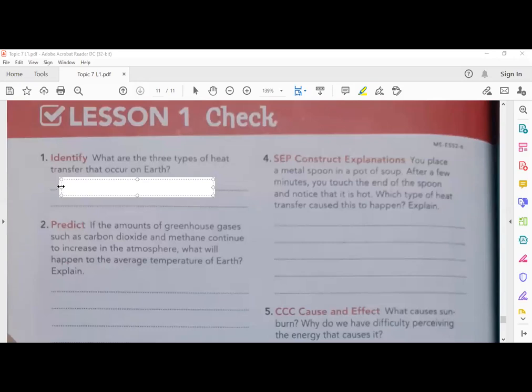It's very simple. Conduction, convection, and radiation. Right, please write the answer. Conduction, convection, and radiation. These are the three methods of heat transfer: conduction, convection, and radiation.